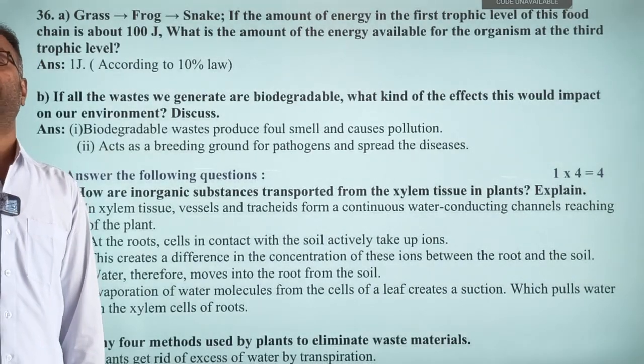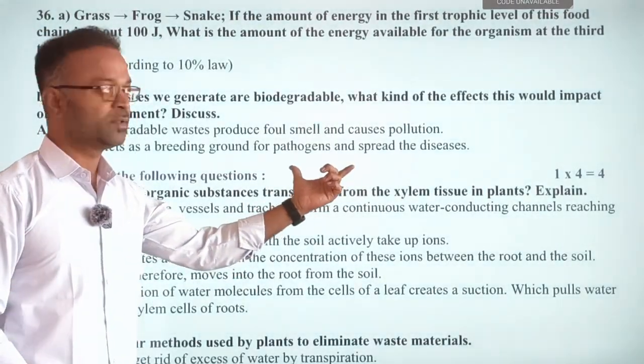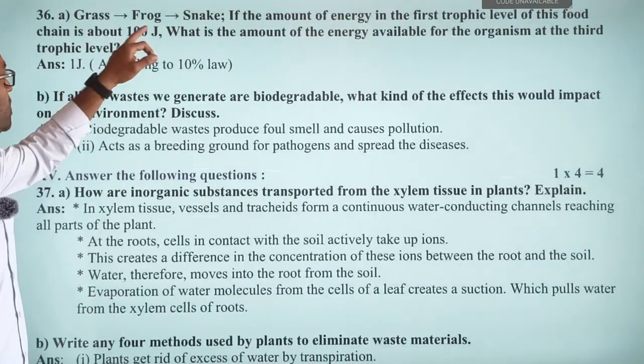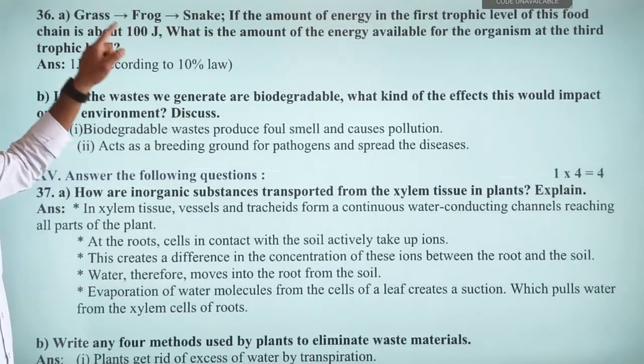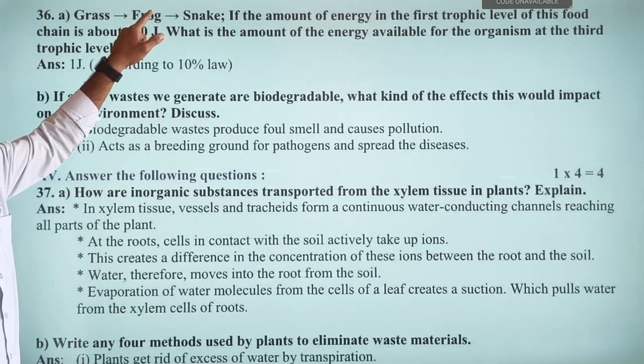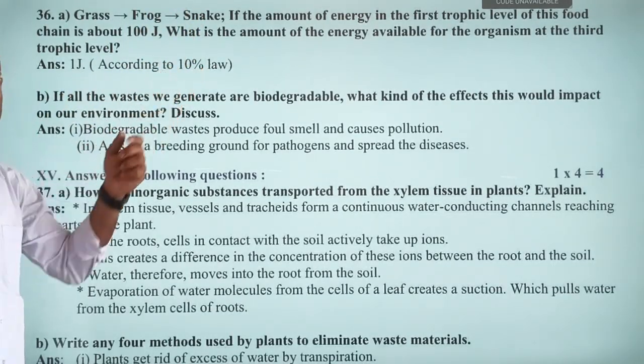Only 10% will be carried to the next level. Now they are asking: 100 joules are there in the first trophic level. They are asking about the third trophic level, how much it is. Here it is 100, 10% means here it will come 10 joules, then here it will come only 1 joule. So 1 joule according to the 10% law.